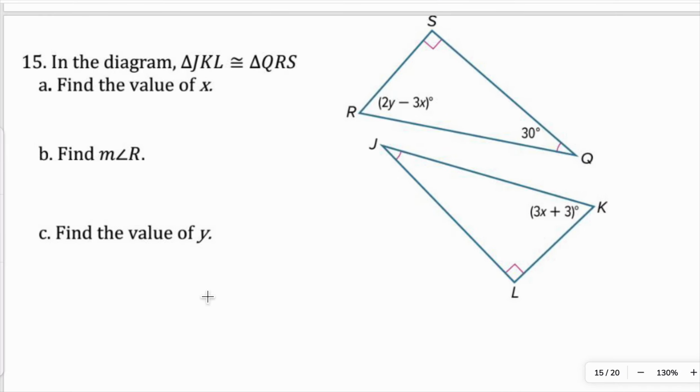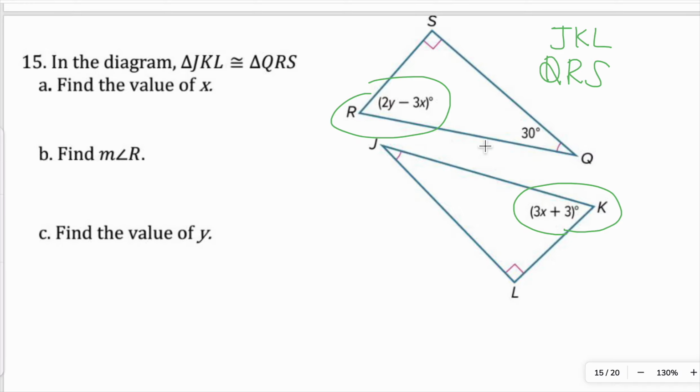15, and then one more after this one. In this diagram, JKL is congruent to QRS's triangle. Find the value of X, the measure of R, and the value of Y. So to look at X, I see X here is in this corner with the letter K. And if I write JKL on top of QRS, it says that K matches R. K matching with R, well, here's R, but I don't know what X is equal to yet. So what I would probably do is decide, okay, well, my other angle 30 is my Q, and Q is matching J. So then I can say, okay, this triangle is 90 and 30, so that's already 120.